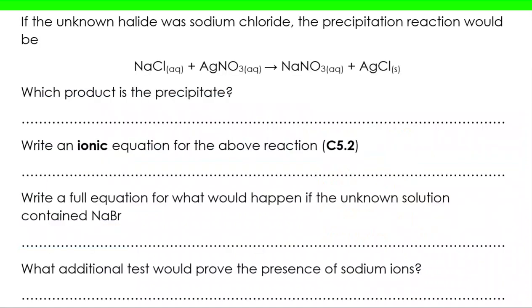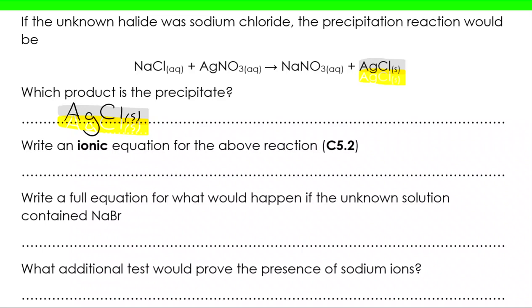A few more questions for you to try here. So if it was sodium chloride, we've got an equation to represent what would happen. Which of those is the precipitate? Hopefully what you're looking at is the state symbols. Remember, a precipitate is where you make a solid by reacting solutions. We've made solid AgCl, so that's the precipitate.